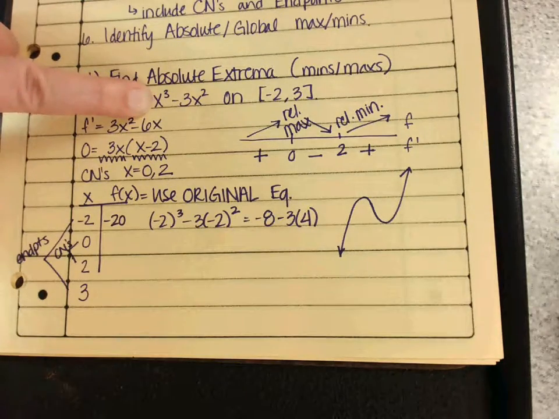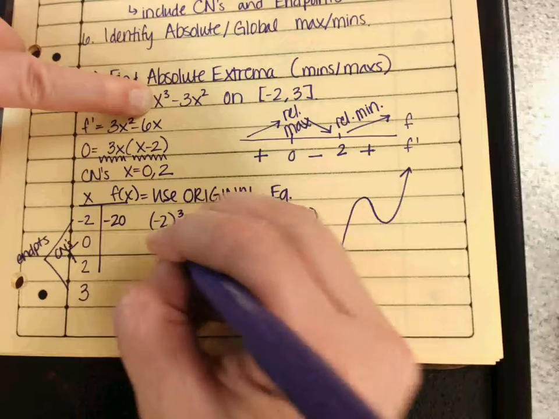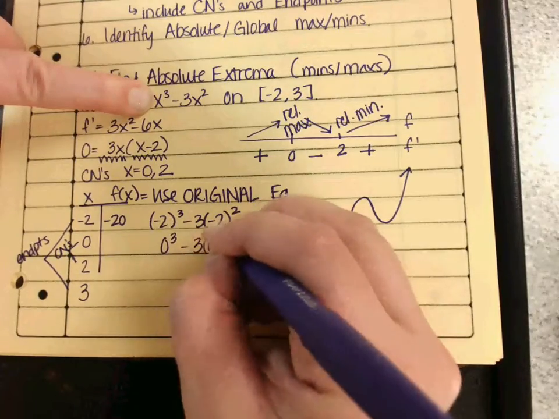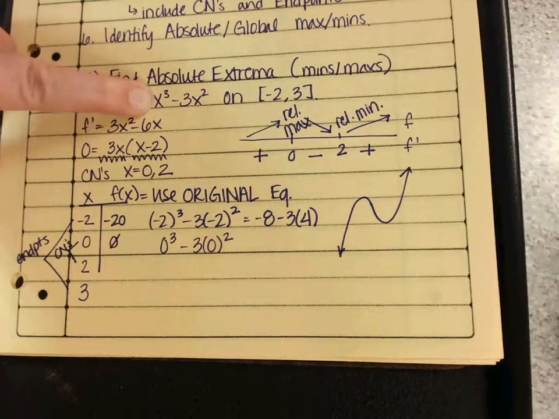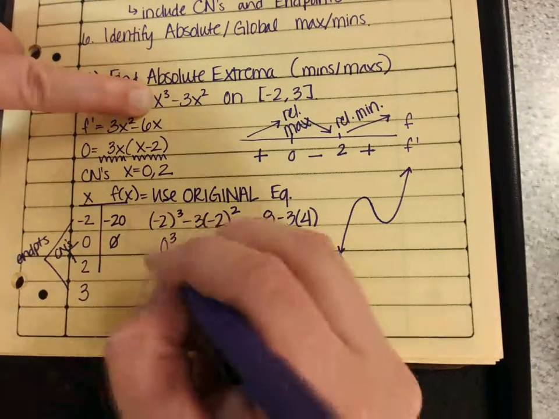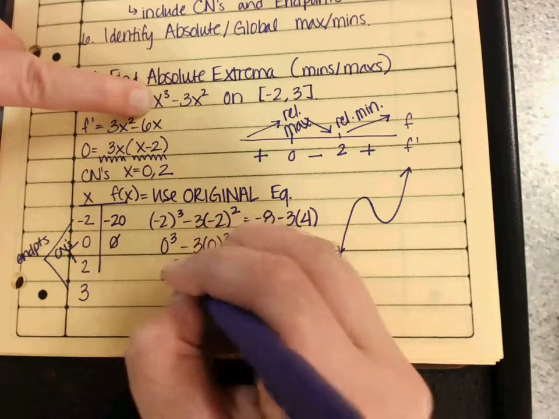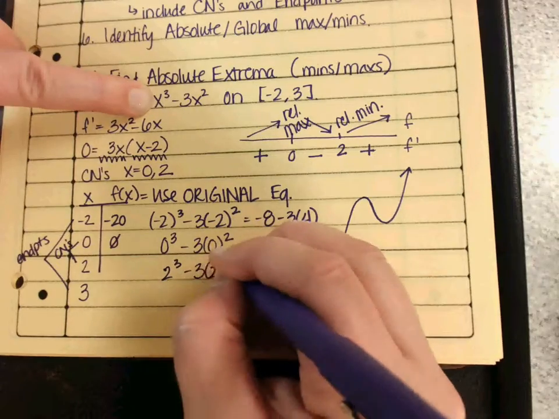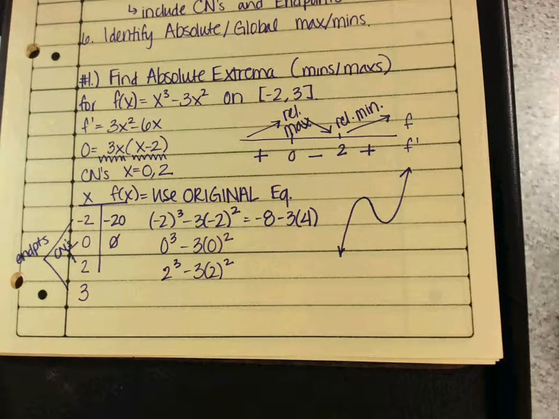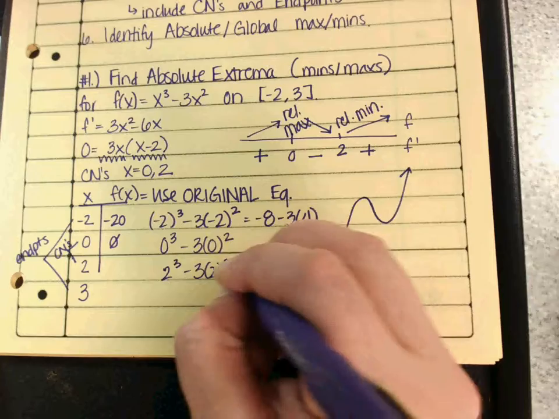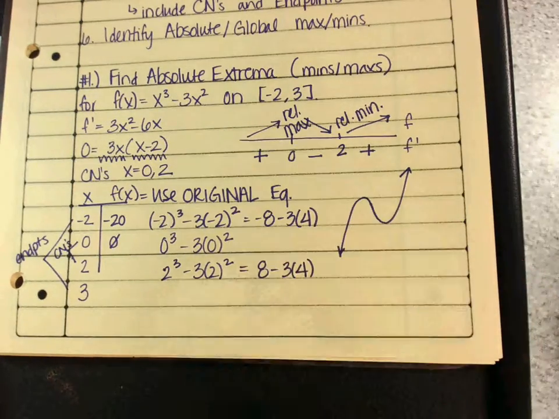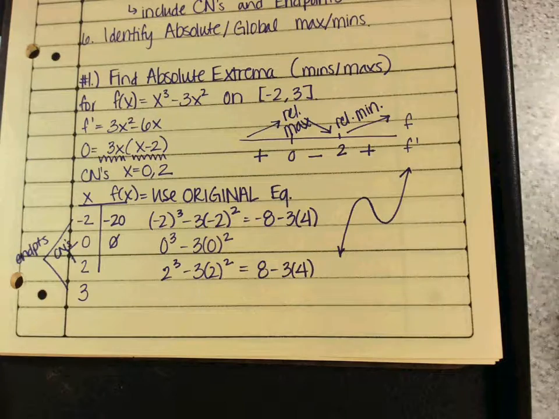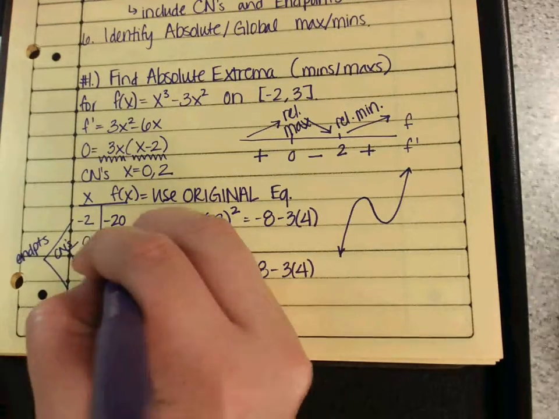Okay, next we're plugging in 0. What is 0 cubed minus 3 times 0 squared? 0. Okay, next let's plug in 2. 2 cubed minus 3 times 2 squared. What's 2 cubed? 8. Minus 3 times 2 squared is 3 times 4. So I'm minusing 12 from 8. What would I get?